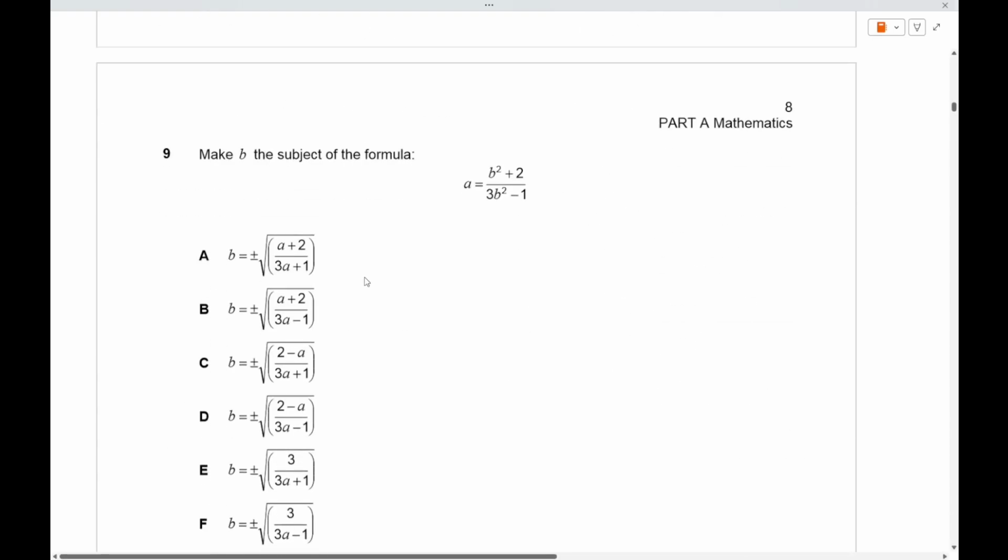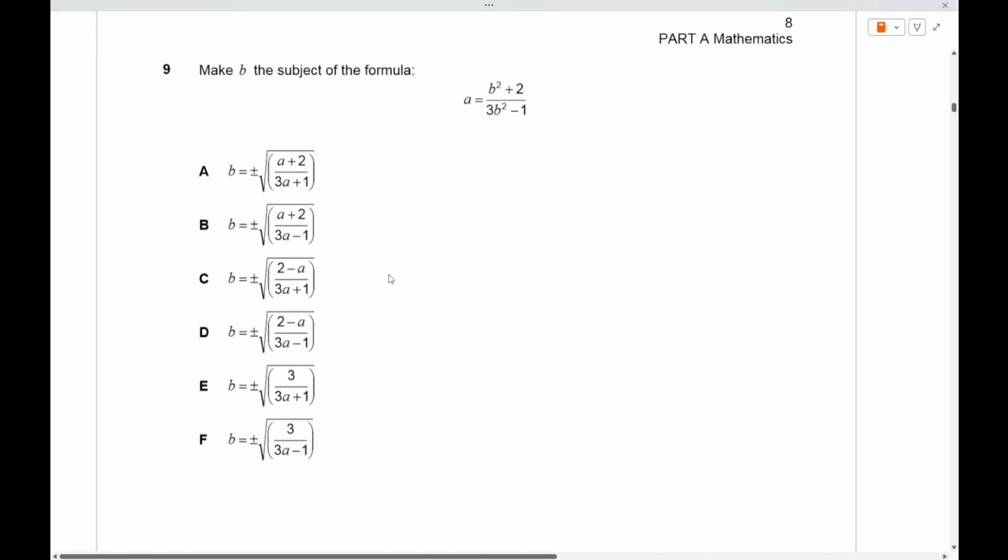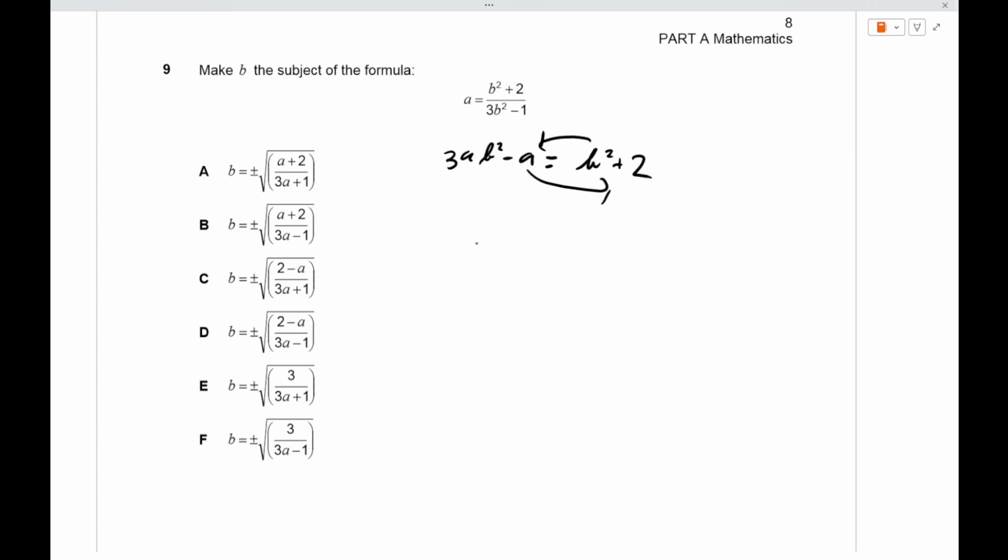The next question. So this is purely technical. There's really nothing to it, but it gets long. And again, write as little as possible. So we have to times by that. So we have 3ab squared minus a is equal to b squared plus 2. Then you have to collect the b's. I know that I have to pass that to the side and pass this to the side, but I'm going to be factorizing ahead. So I have b squared and I have 3a minus 1. So I'm going to pass that there. Minus 1 is equal to 2 plus a.